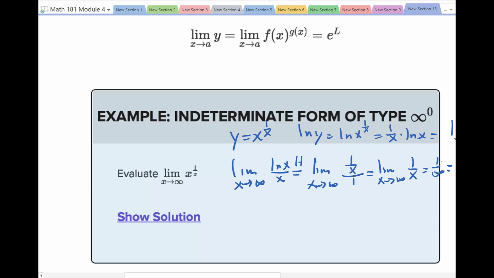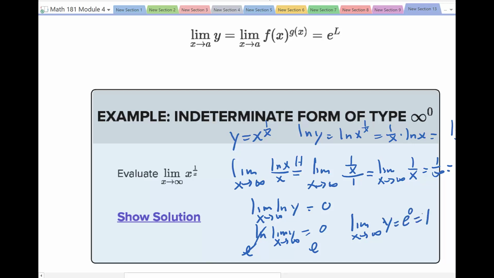And we're not finished yet, because what we're seeing is that the limit of the natural log of y as x goes to infinity was 0. So you can write that as natural log of the limit of y as x goes to infinity is 0. And if you make both sides powers of e, you can cancel that natural log in front, and you'd have the limit as x goes to infinity of y equals e to the 0, which is 1.